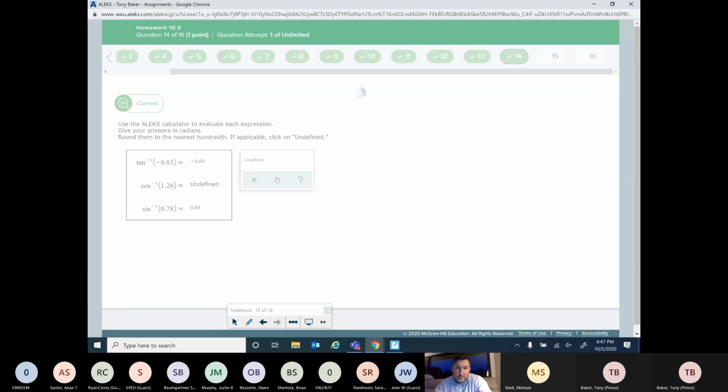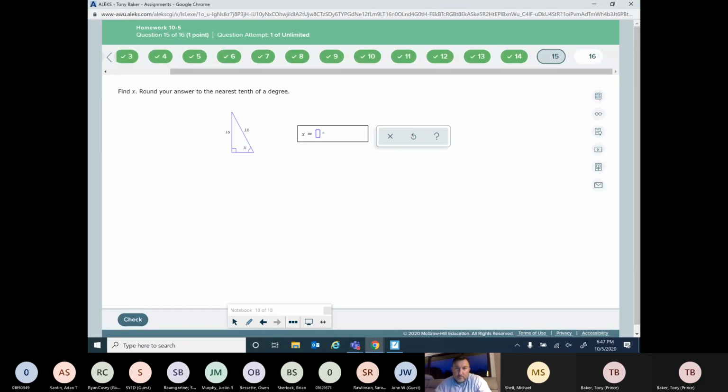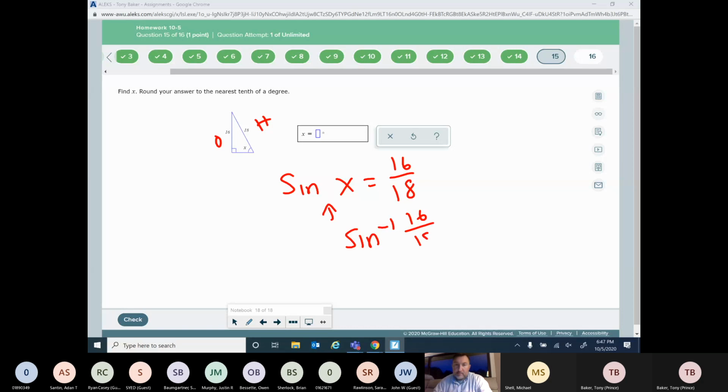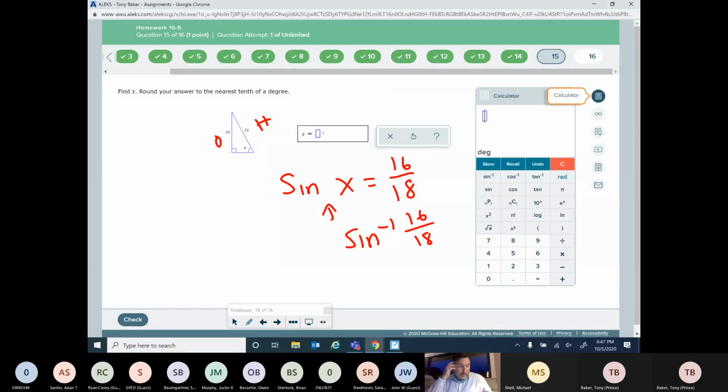All right, last two. So these two, we're going to use those functions, and we're going to find the angles in a triangle. So we're going to do the same thing. So that's my opposite. That's my hypotenuse. So it's sin of x equals 16 over 18. Since the x is in my trig function, I'm going to use the inverse. So the sine -1. So I do sine -1 of 16 over 18. So my angle in this case is 62.7.